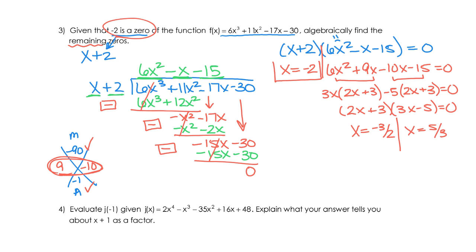And, well, I already knew that one, but these are the remaining ones. Okay, but all three are zeros of our function here, and it makes sense that the highest exponent is 3, and we ended up with 3 answers. Okay, all right, let's try the last question.